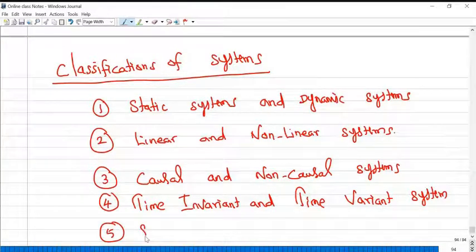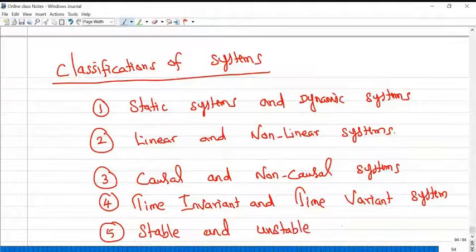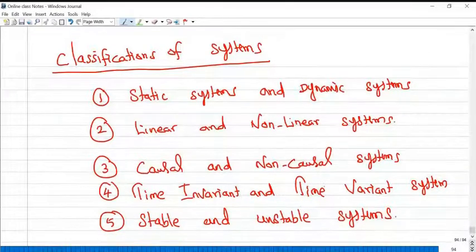Next one is stable and unstable systems. So these are the major classifications. Apart from these, there are continuous time systems, discrete time systems, and lumped parameter and distributed parameter systems. But anyway, we are going to concentrate on these systems here: the definitions for each system, and how to check whether the given system is a static system or dynamic or any one of these categories.